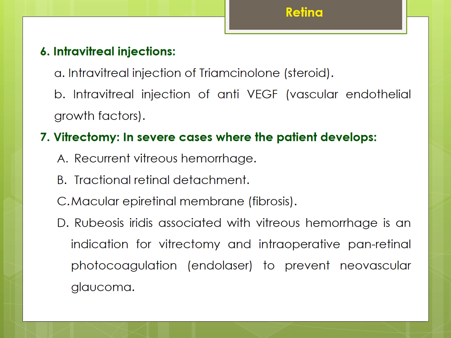Vitrectomy in severe cases where the patient develops recurrent vitreous hemorrhage, tractional retinal detachment, macular epiretinal membrane, and rubeosis iridis associated with vitreous hemorrhage is an indication for vitrectomy, and intraoperative pan-retinal photocoagulation to prevent neovascular glaucoma should be applied.